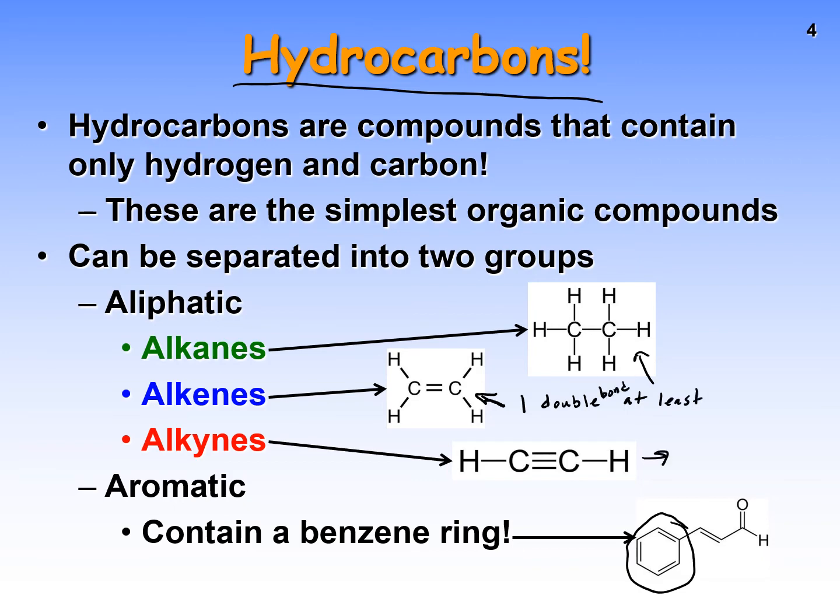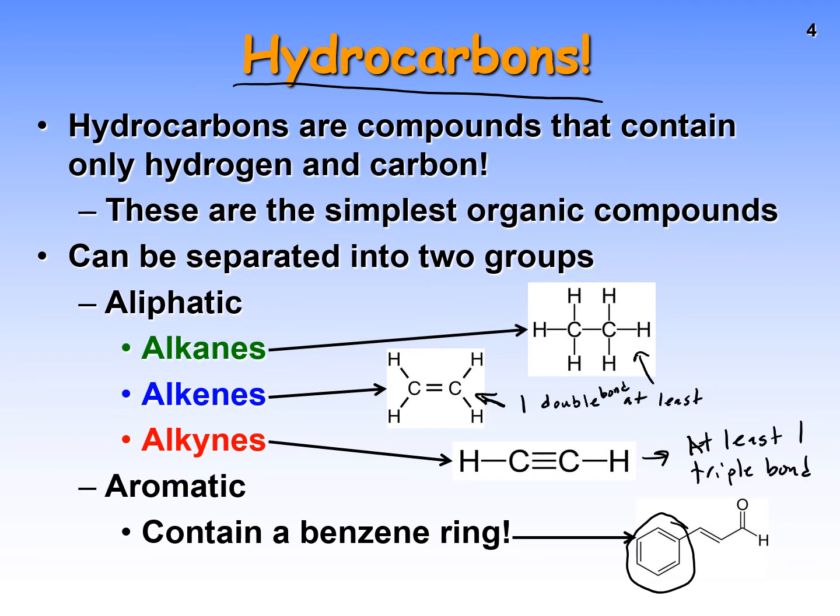And alkynes have at least one triple bond somewhere in the compound. Doesn't matter where. Could be in the middle, could be at the end. If you have a triple bond anywhere in your hydrocarbon, it's an alkyne.